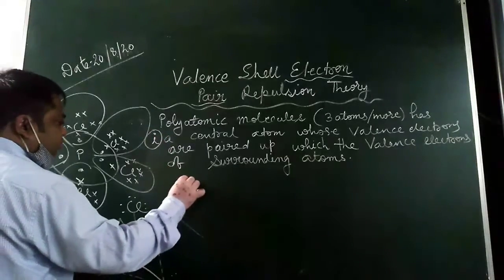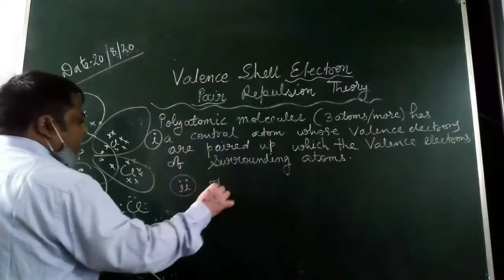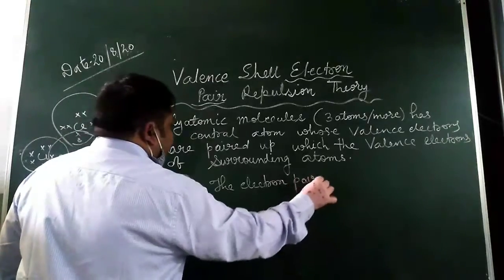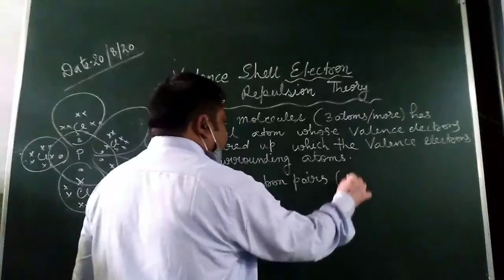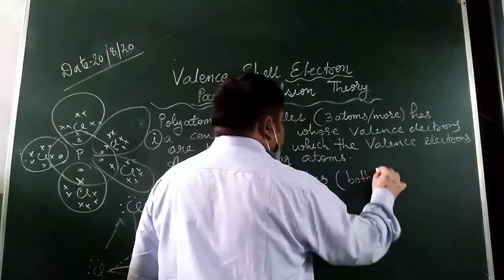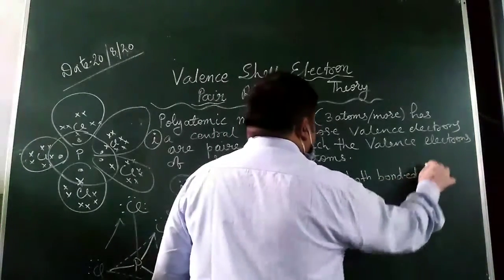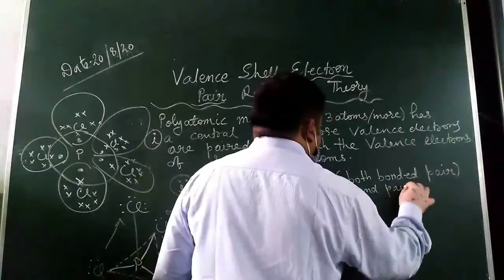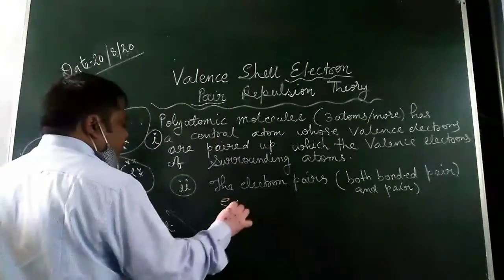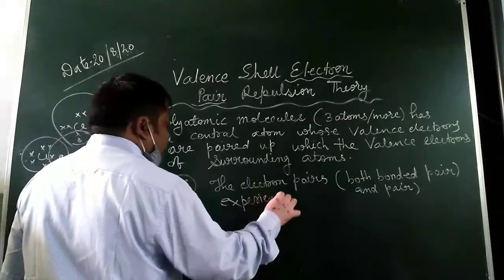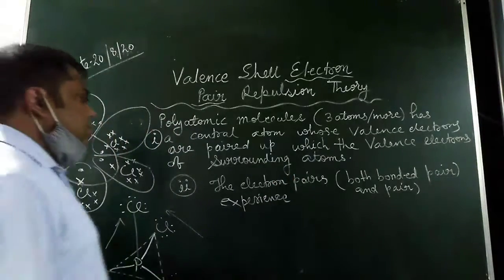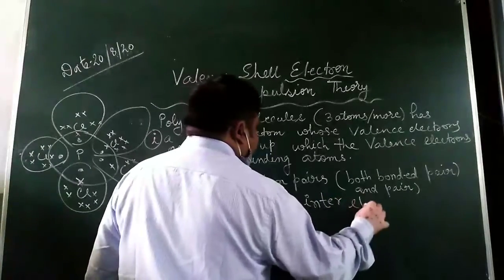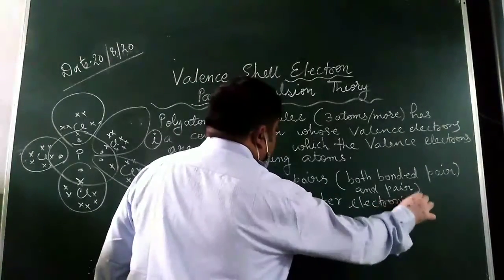Second point, the electron pairs. How many types of electron pairs? Either bond pair or lone pair. Both bond pair, or bonded pair, and lone pair experience inter-electronic repulsion.